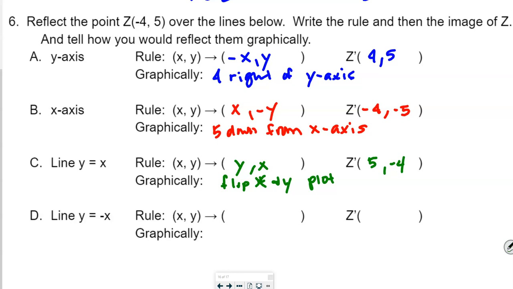Now, your last one is the line y equals negative x. So this is negative y comma negative x. So they flip and change signs, right? So this time we're going to have negative 5 comma positive 4, okay? So this one you're going to flip and change the signs, right? And then plot.